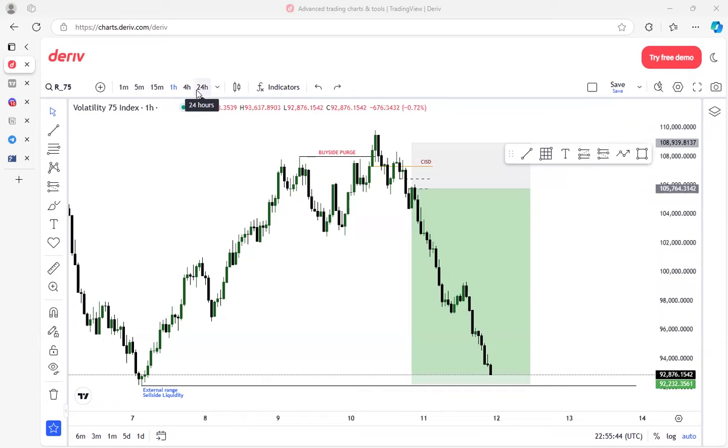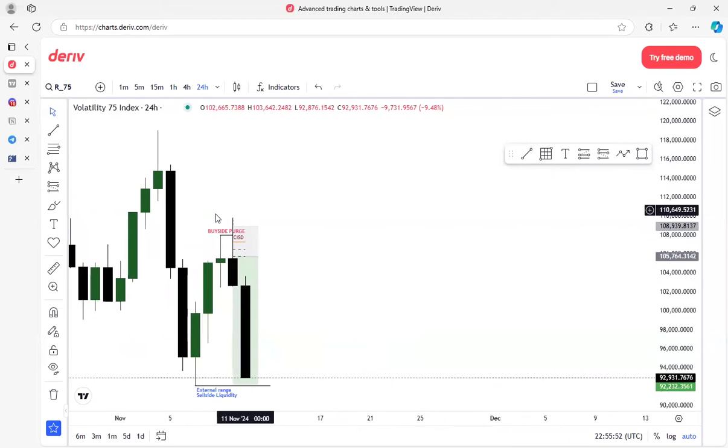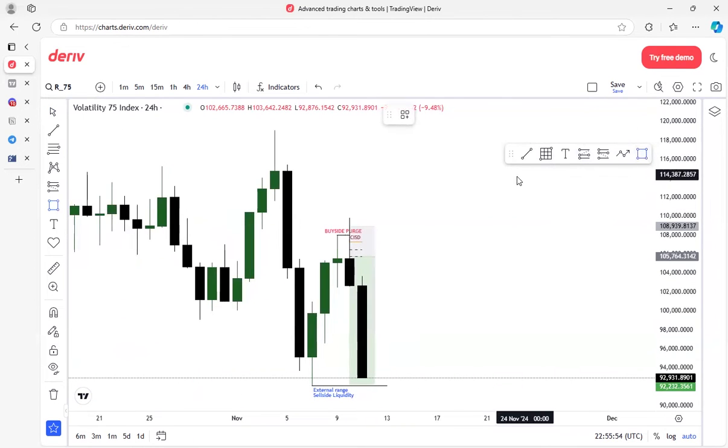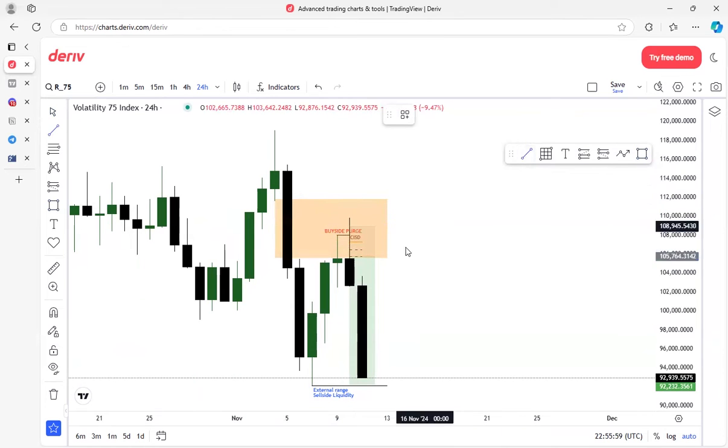Number one thing we did is to look for our next draw on liquidity on the higher time frame, which in this case is this daily fair value gap here. Once price takes this daily fair value gap, our eyes must draw to this external low here, which was acting as our next draw on liquidity. Every time internal range liquidity is tagged, our eyes should draw to external range liquidity.